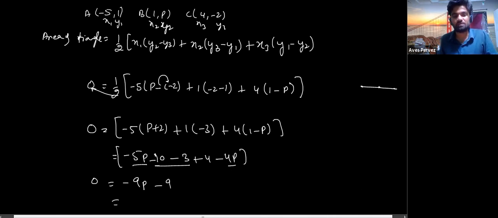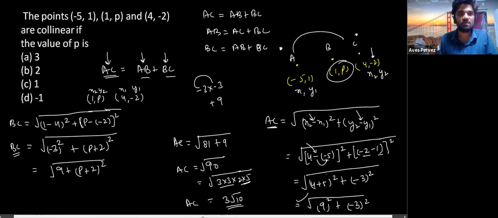Then this p will go to that side and will become plus. This will be 9p and minus of 9p, and when you cut it, you will get here p is equal to minus 1. So do we have the answer minus 1? Yes, we have D. The option is correct.